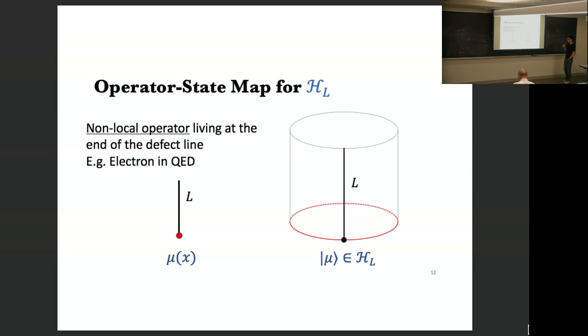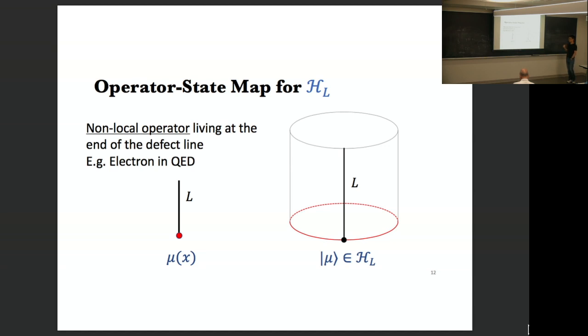So this point-like operator mu of x is not a local operator in my terminology because it has a string attached. But it's a point-like operator. So this is the operator state map for the twisted sector. A state in the twisted sector is in one-to-one correspondence with a point-like operator living at the end of the defect line. And this non-local operator mu of x is not something too fancy.